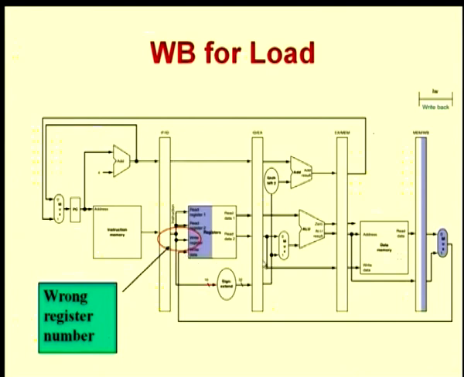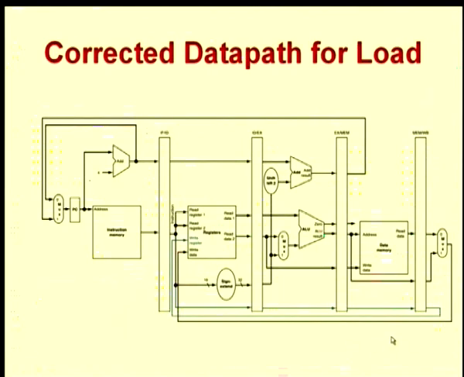The point is, I now have another instruction here. This instruction is the one that is writing back, but the register it needs to write back to also has to be specified by this instruction. So what we need to do is correct the data path for this. That is, from here I have to bring back information along with this data that is to be written, to say that this is the register that needs to be written.